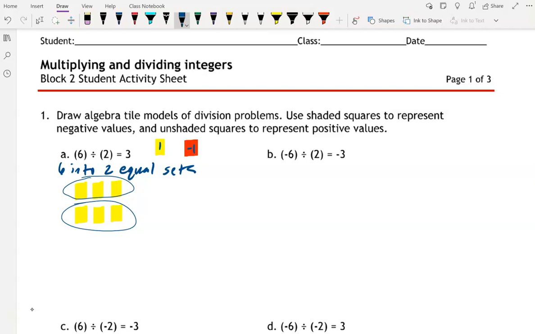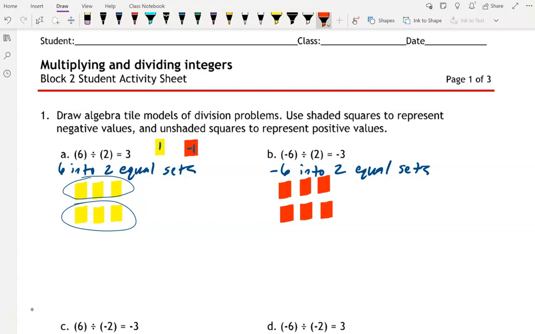All right, well, let's take a look at the next one then. The next one, letter B, is negative 6 divided by 2. So we're going to take 6 negatives, and we are going to divide them into 2 equal sets. All right, so let's do that. Negative 6, so 1 negative, 2 negatives, 3 negatives, 4 negatives, 5 negatives, 6 negatives. And you can see that I have divided them into 2 equal groups.